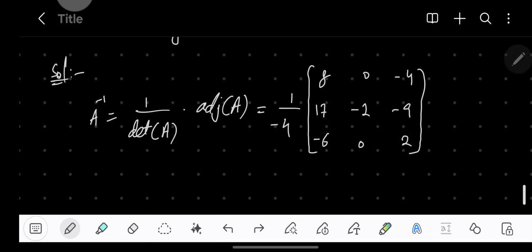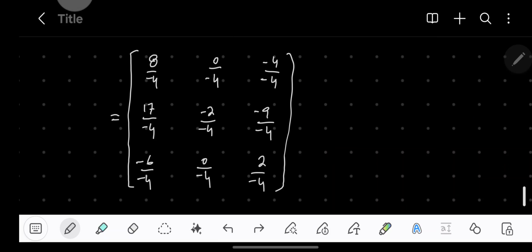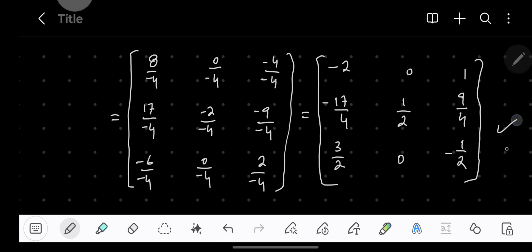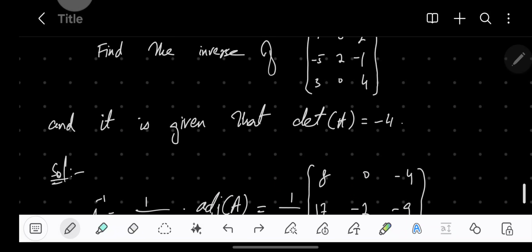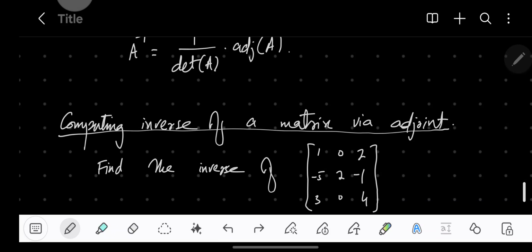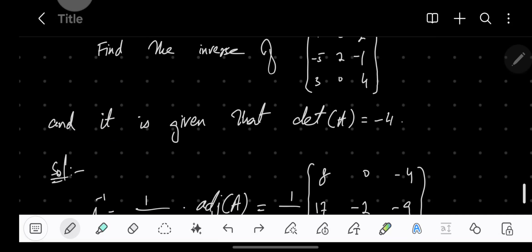If I divide each entry of this matrix by -4, then I will end up with this matrix, and after simple calculations we will get this value. So this is the inverse of the matrix A, which is given here. So this is a very long process to find the inverse of the matrix. Previously we have already studied the method in which we find the inverse of the matrix using row echelon form by augmented matrix. That method is easier and this method is longer. This is also easy, but it has a lot of computations.